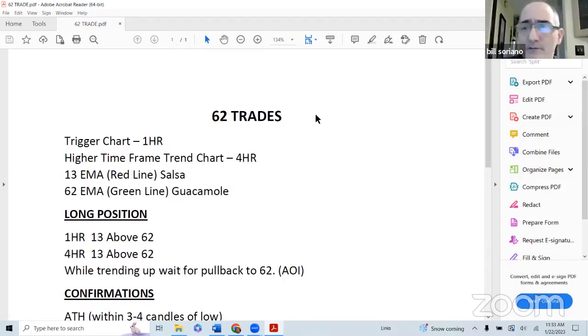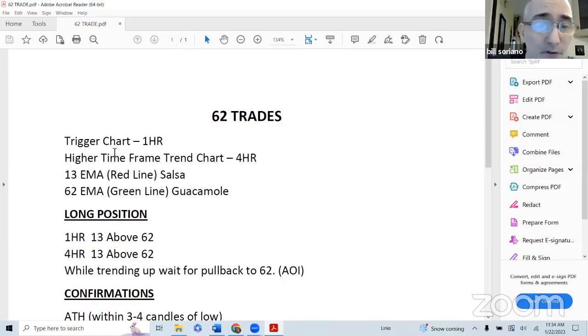And that's normally one time frame up. So if I'm taking my trades on the 1 hour, then the 4 hour is my higher time frame. Now, if you like to trade on the 15-minute as your trigger chart, then the 1 hour would be your higher time frame. It's usually one time frame up. The only exception is if you're on the 5-minute, where going up to the 15-minute is not quite long enough. So if you trade on the 5-minute chart, we suggest you use the 30-minute for your higher time frame trend. So I use the 1 hour, and my higher time frame trend is the 4 hour.